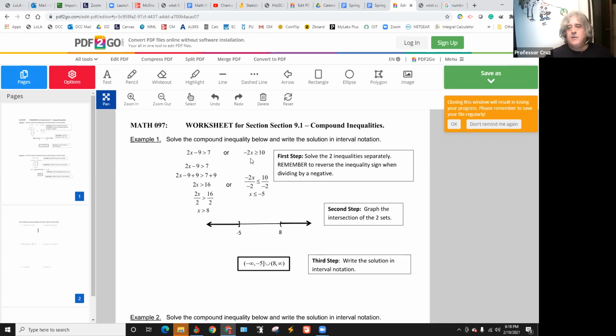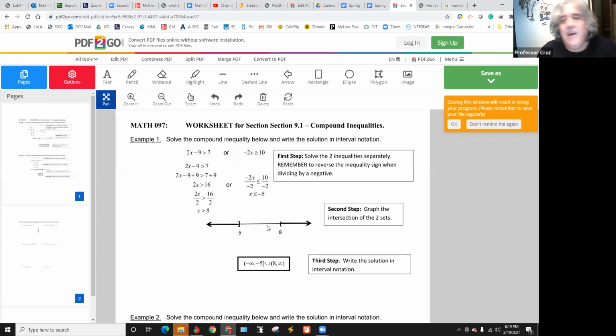On this one, you have to divide by negative 2. It changes from a greater than or equal to a less than or equal to. So x is less than or equal to negative 5. That's this one down here. Less than negative 5 goes all the way towards negative infinity. This side starts a little bit more than 8 and goes all the way up to infinity.